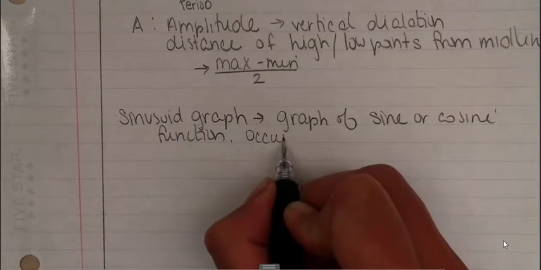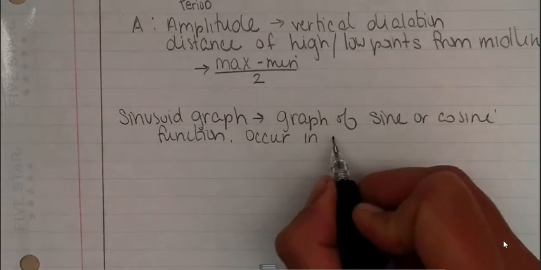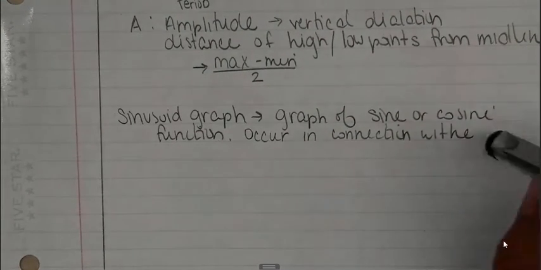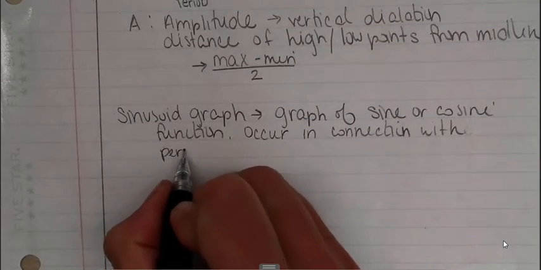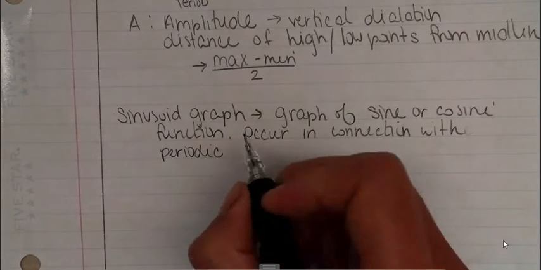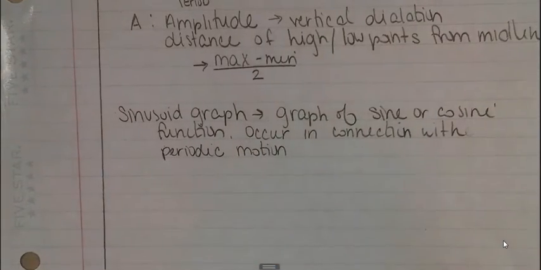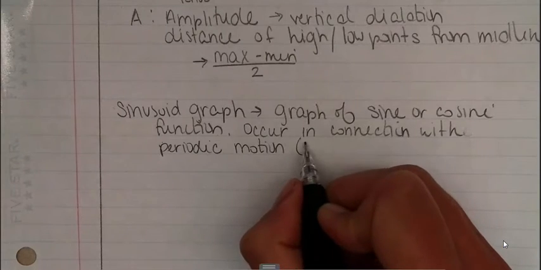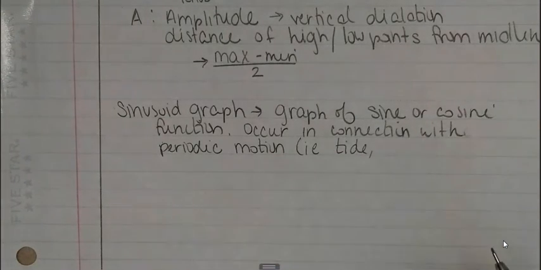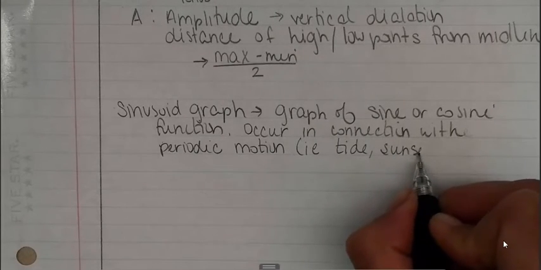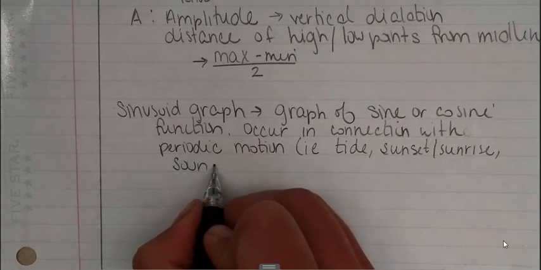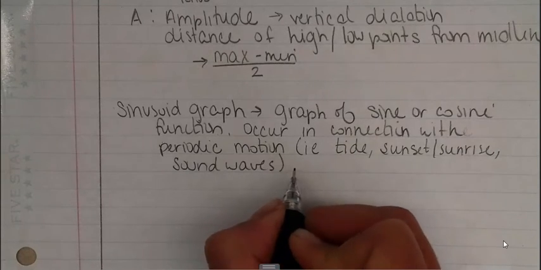They occur in connection with periodic motion. So things that happen in those periods. So, for example, a tide, sunset or sunrise, sound waves, and so much more. But we'll just leave it at that.